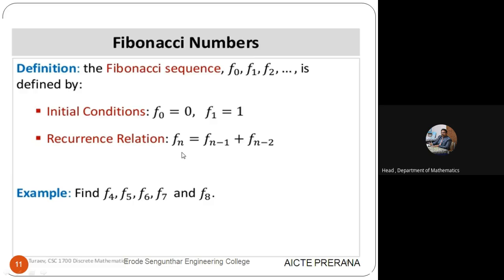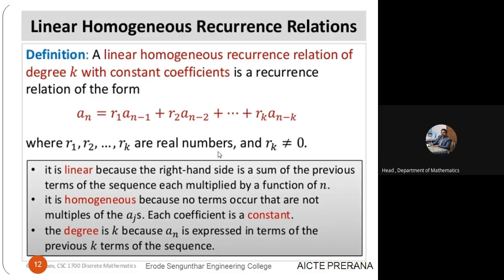And the Fibonacci sequence is 0, 1, 1, 2, 3, 5, etc. The first term is 0, the second term is 1, the third term we get by adding the first and second, we add the second and third to get the fourth term, and adding the third and fourth, we get the fifth term. That is Fn equal to Fn minus 1 plus Fn minus 2. This is the recurrence relation for the Fibonacci sequence. This is the best example for a recurrence relation.